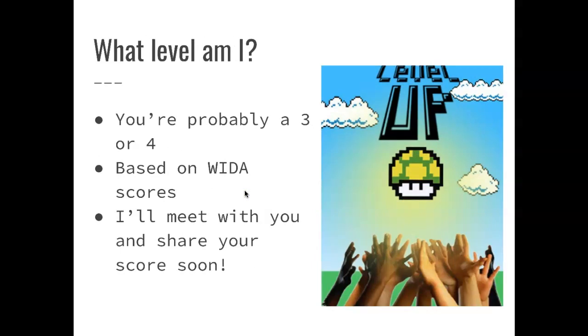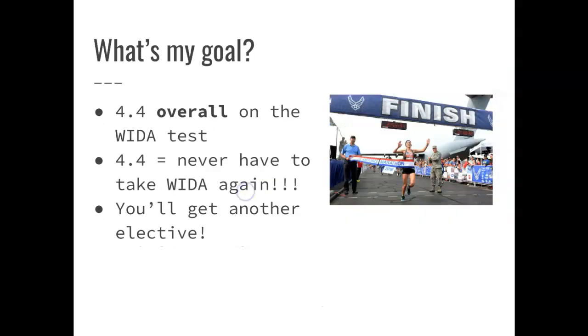What level are you? Well, you're probably a 3 or a 4. It's based on your WIDA scores, and I'm going to meet with you soon one-on-one to share your score. And you'll see all of your scores, so maybe like your reading is higher than your writing or the opposite, and you'll be able to make goals for this year based on last year's score.